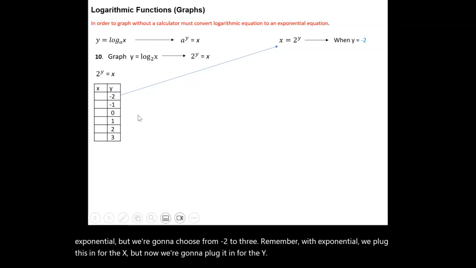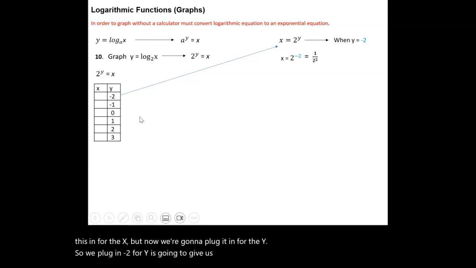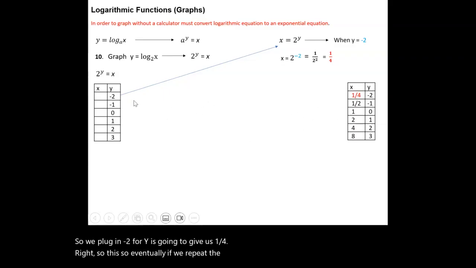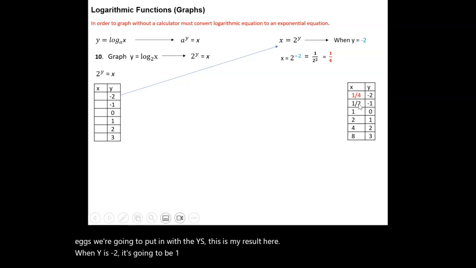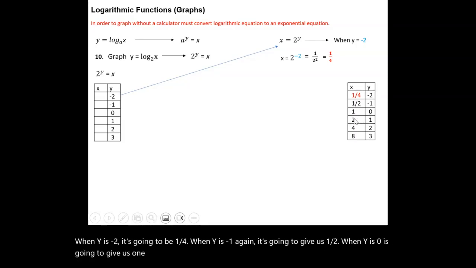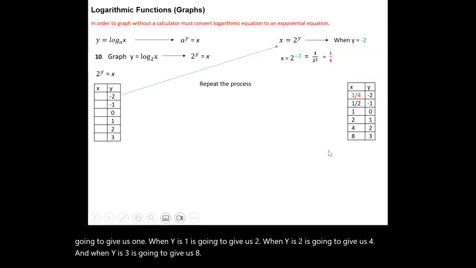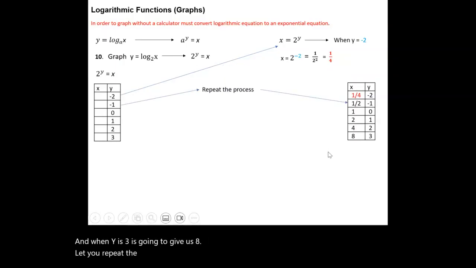So we plug in -2 for y, it's going to give us 1/4. Right? So eventually, if we repeat the process as we did earlier, but instead of with the x, we're going to put in the y's. This is my result here. When y is -2, it's going to be 1/4. When y is -1, again, it's going to give us 1/2. When y is 0, it's going to give us 1. When y is 1, it's going to give us 2. When y is 2, it's going to give us 4. And when y is 3, it's going to give us 8. Right? You repeat the process. Okay.